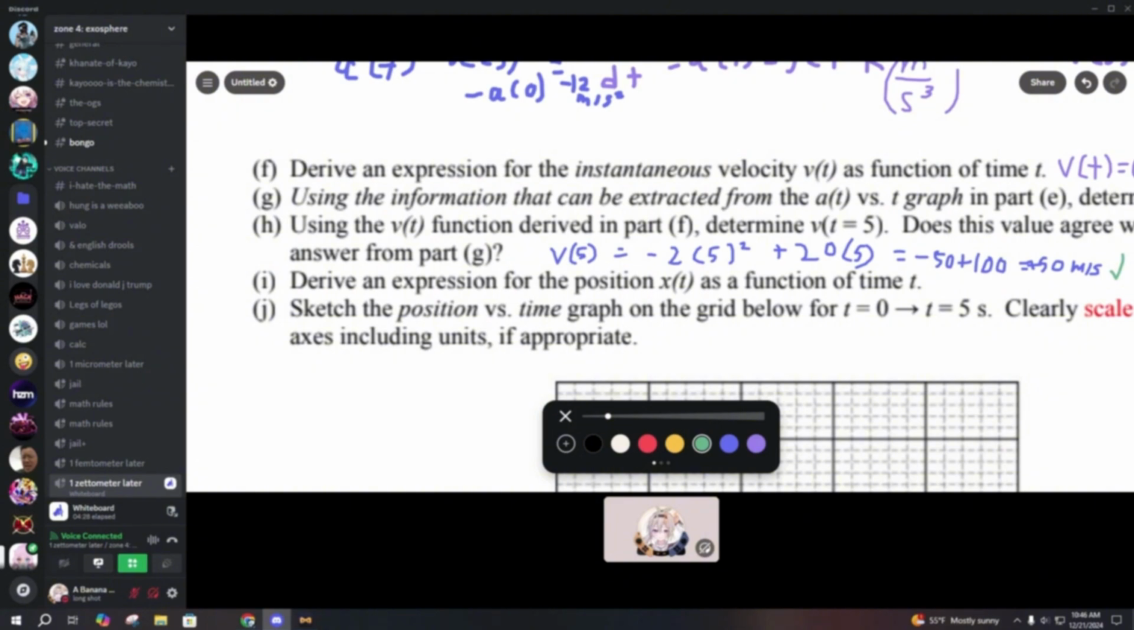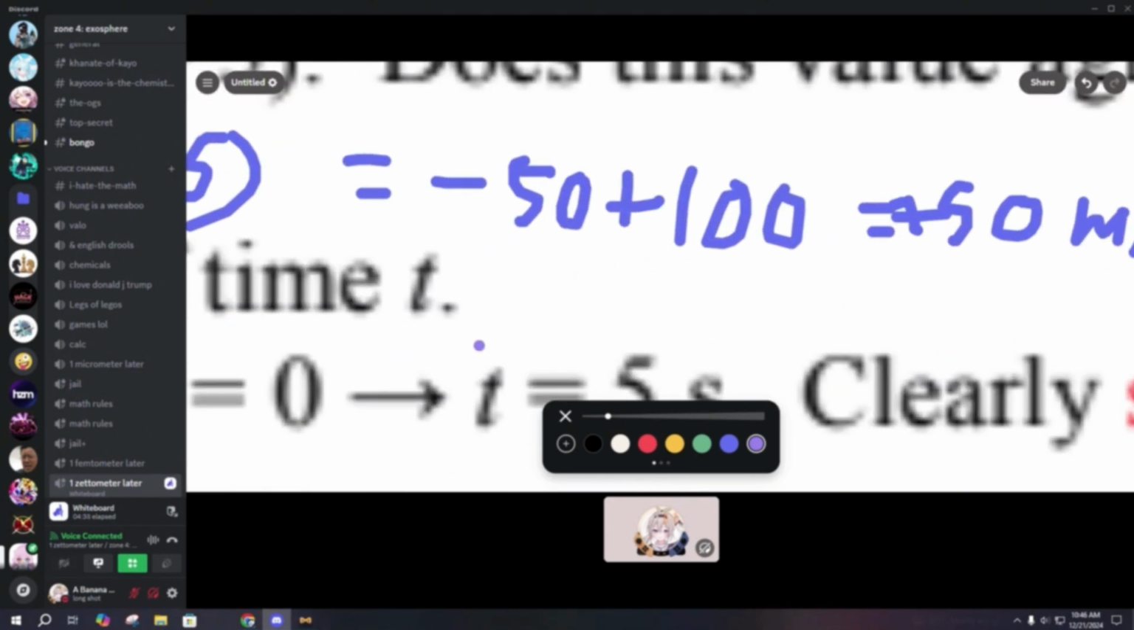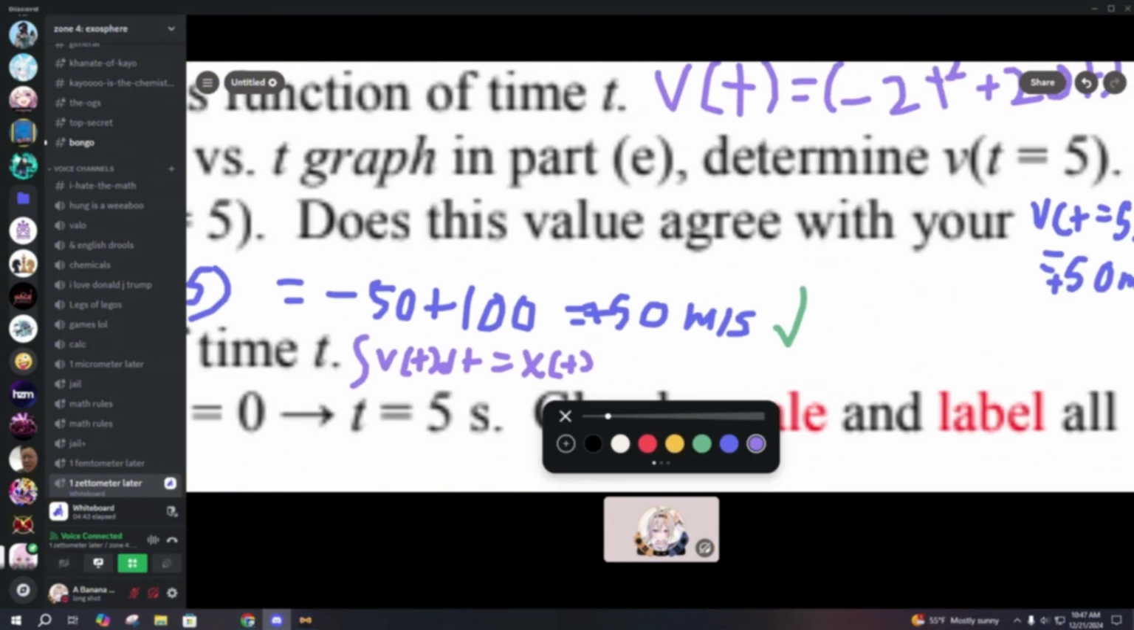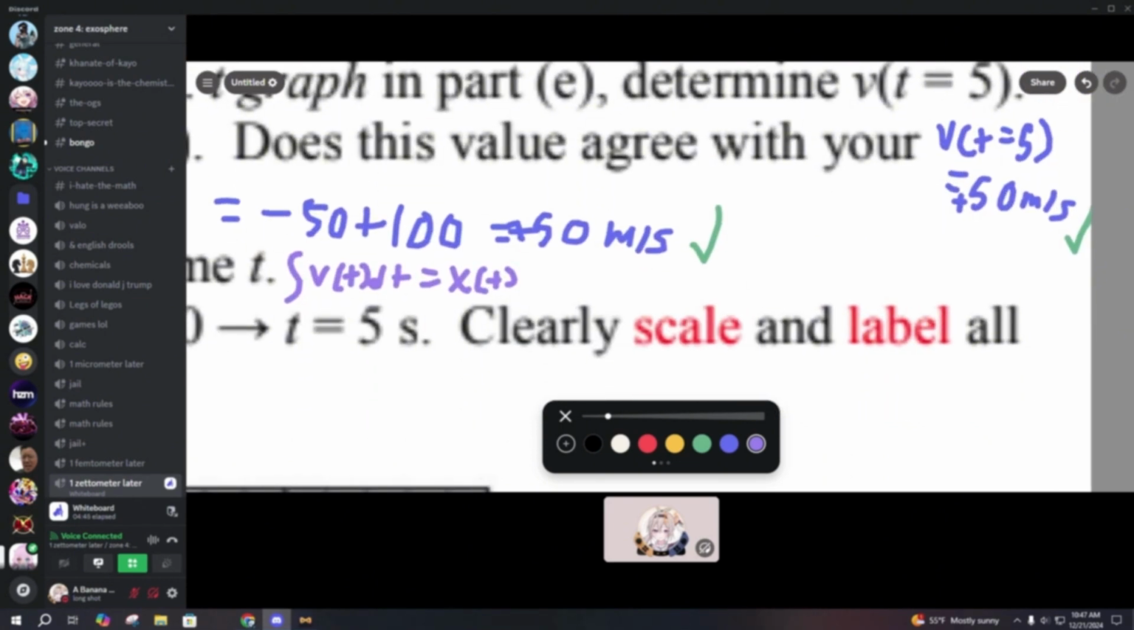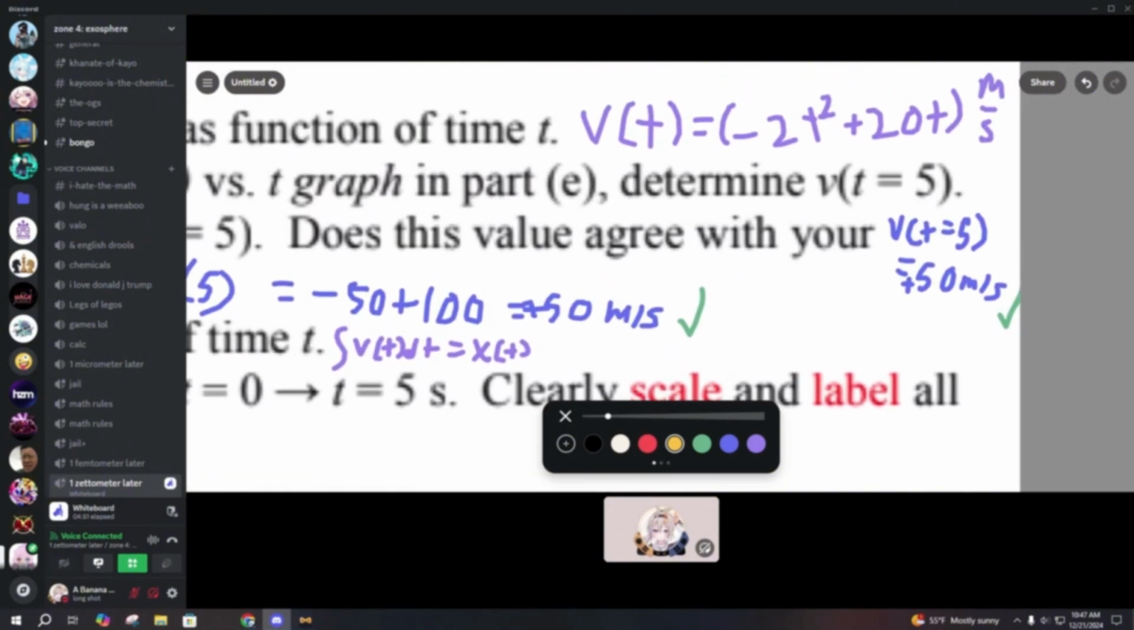Derive an expression for position x of t as a function of time. Well, it's time to bring out the old calculus. So if I integrate v of t with respect to time, that would get me x of t. So I have to integrate this function. Let's go do that. Not complaining because I need every point I can get on this puzzle.